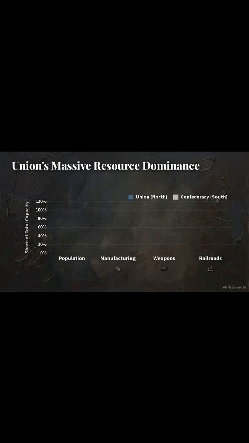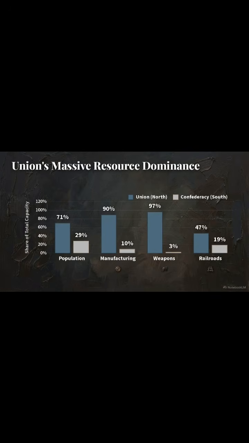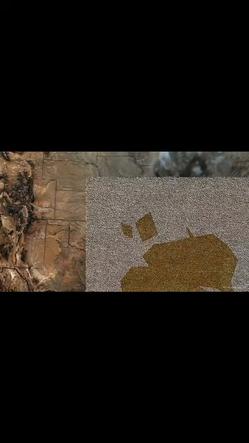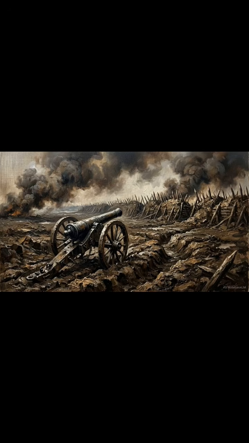This chart breaks down the extreme resource imbalance at the start of the conflict. The North held a massive advantage in sheer population, manufacturing capacity, weapons production, and miles of railroad track. But the Confederacy countered those numbers with highly skilled military officers and a distinct tactical advantage. They were fighting to defend their own terrain. To win, the North had to physically invade, occupy, and subdue an area of land roughly the size of Western Europe. Industrial might slammed directly into entrenched resistance.